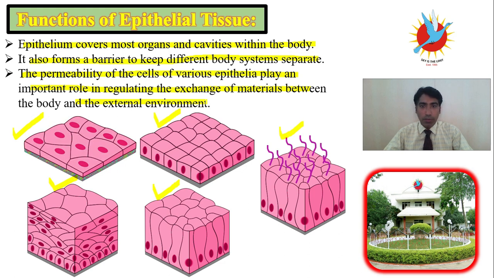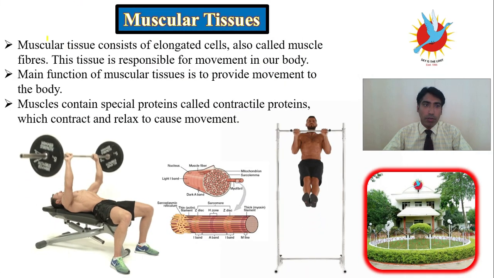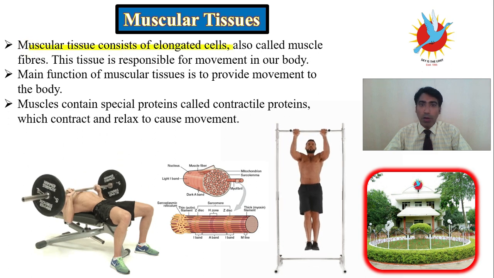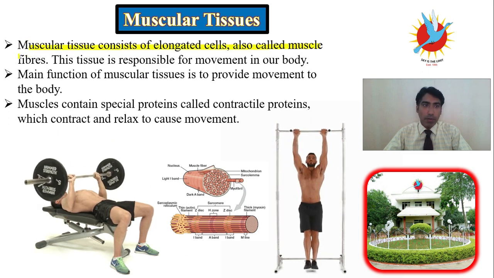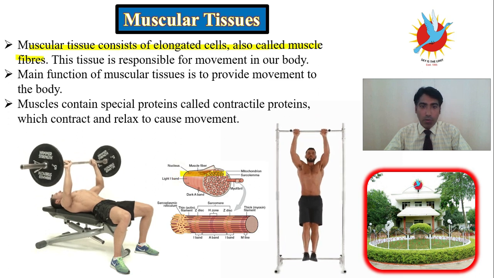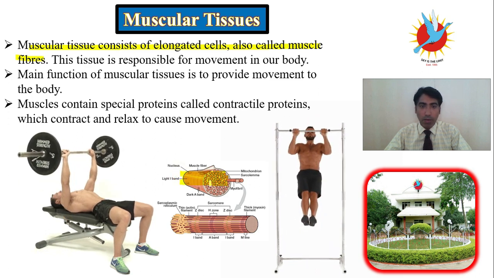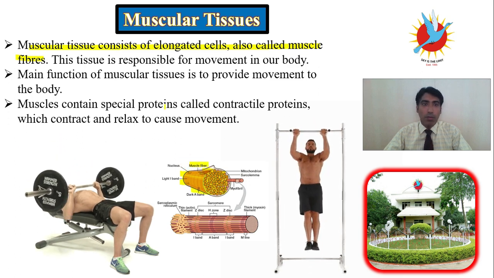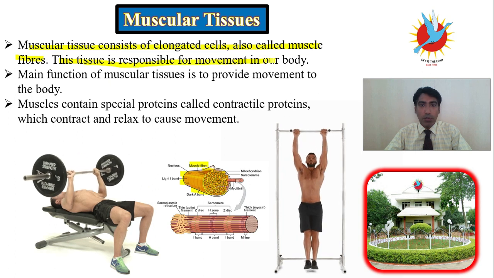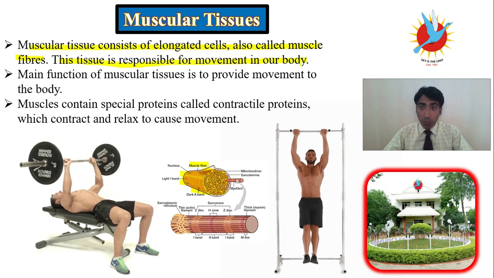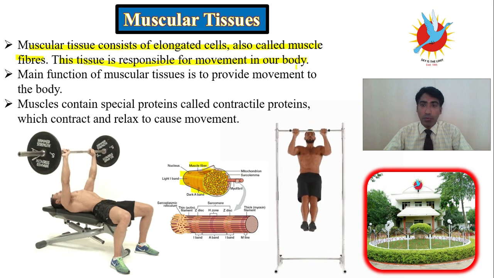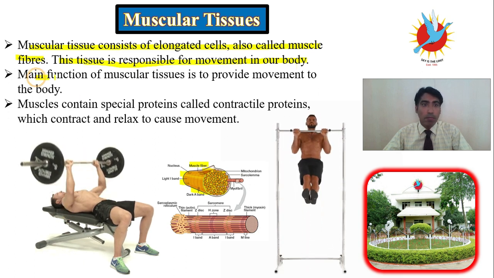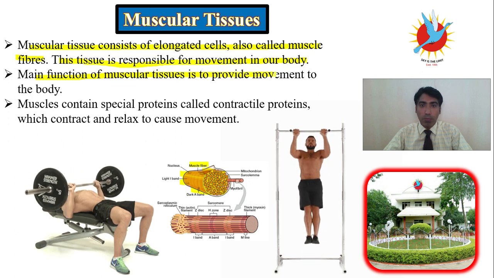Now we are going to discuss the second category of the animal tissue, which is the muscular tissue. Muscular tissue consists of elongated cells which are known as muscle fibers. In this diagram here you can see the structure of a muscle fiber. So all the muscles are made up of this unit which is known as muscle fiber. This tissue is responsible for the movement in our body. We can move only due to the presence of muscular tissue inside our body. The main function of the muscular tissue is to provide movement to the body.